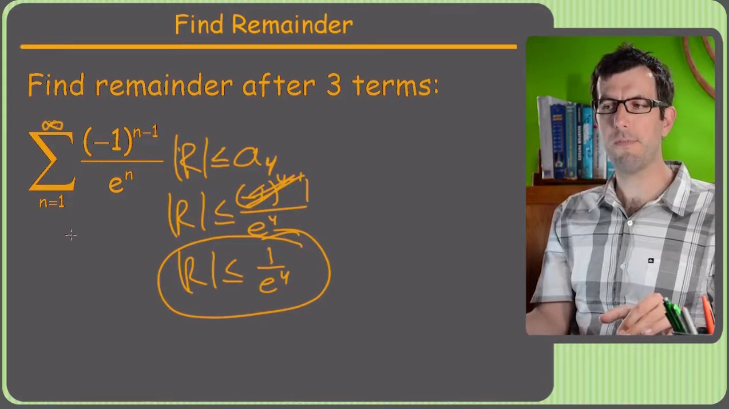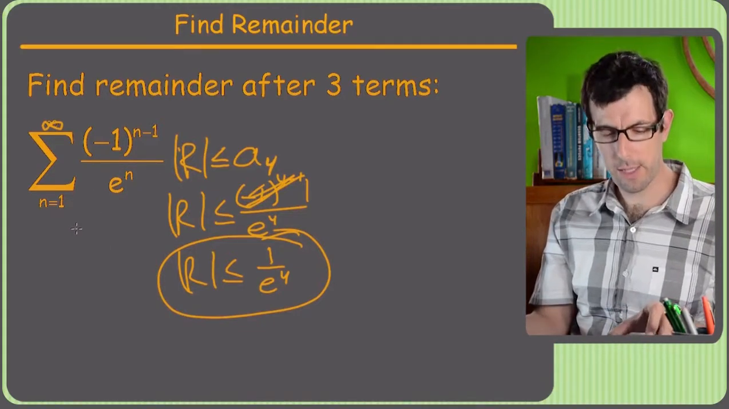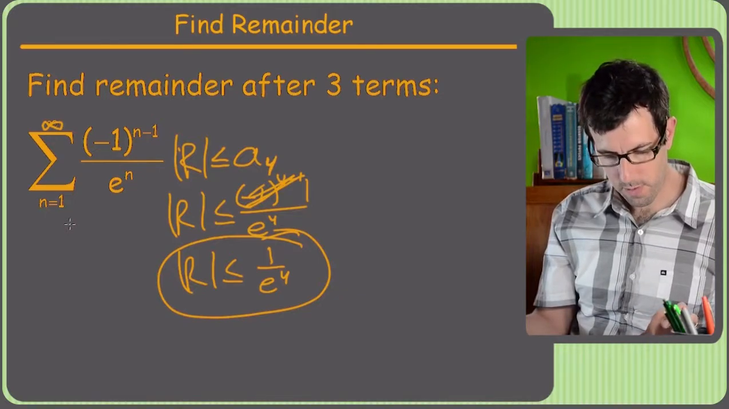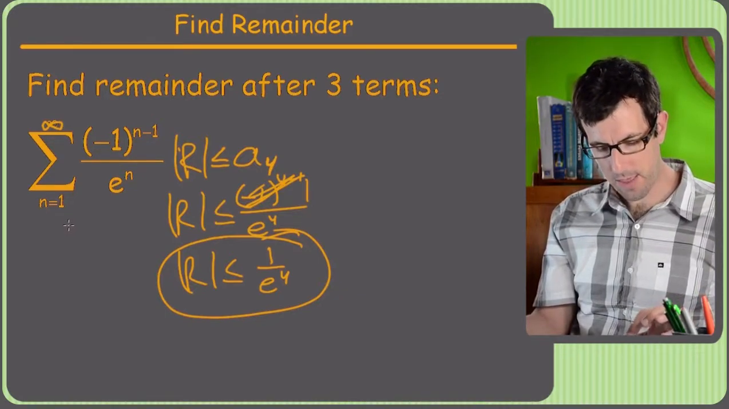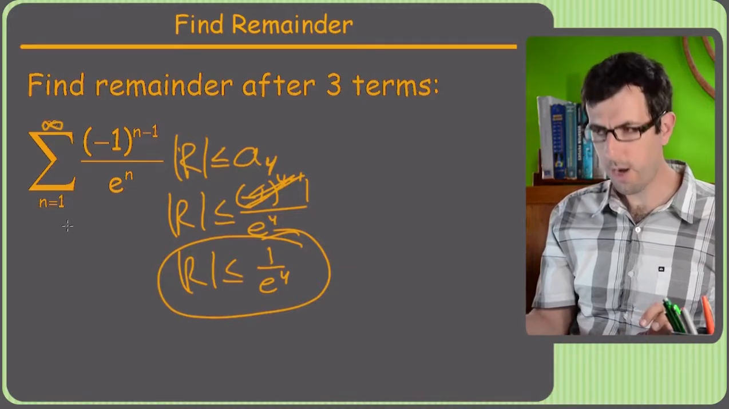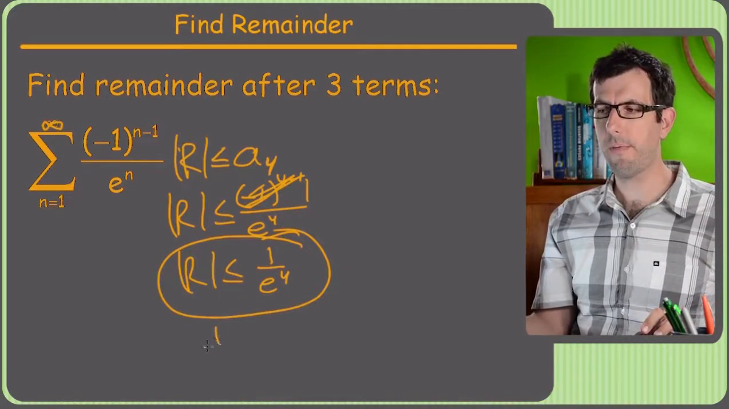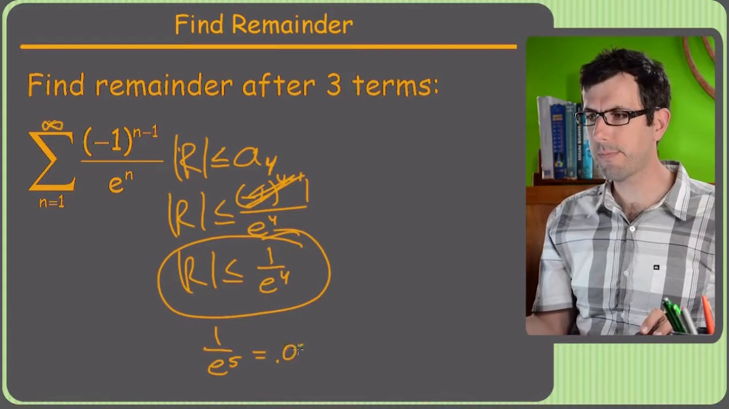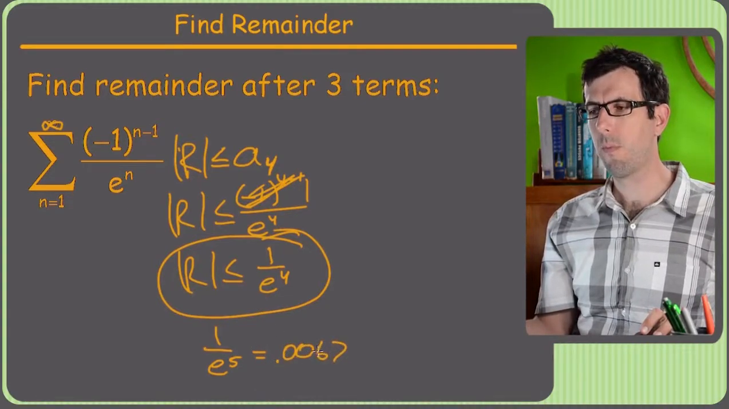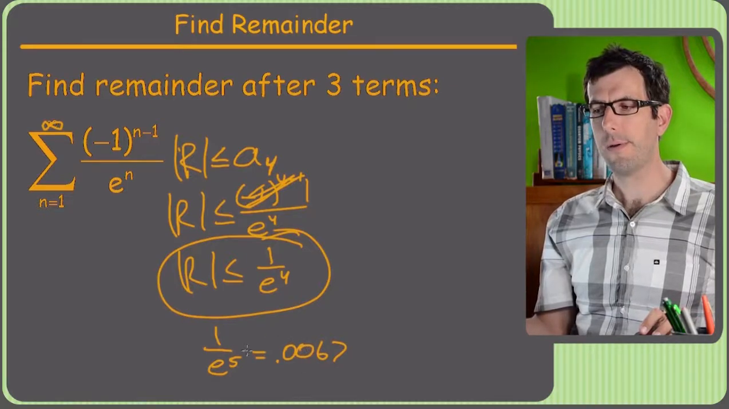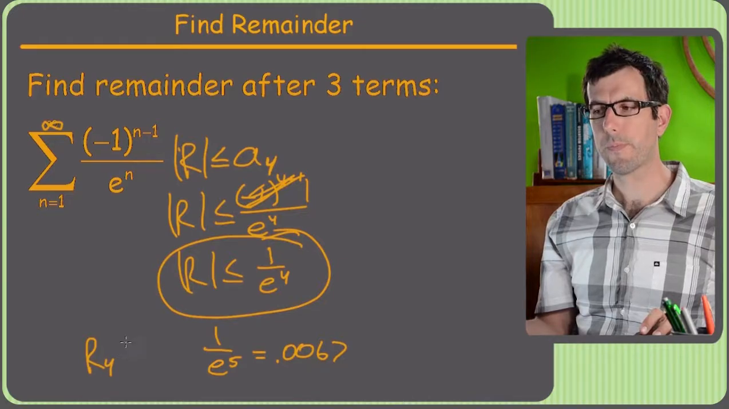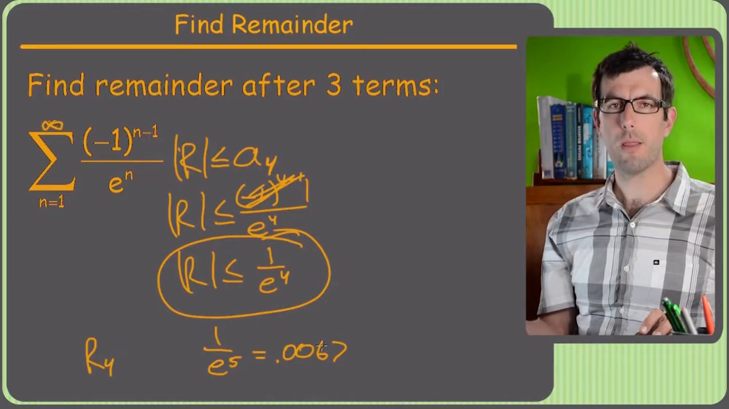Like let's say we plugged in the 5th term to our calculator. We did 1 divided by e to the 5th. All right, so when I do 1 over e to the 5th, I get 0.0067. So that means that the error after 4 terms is less than 1/100th.